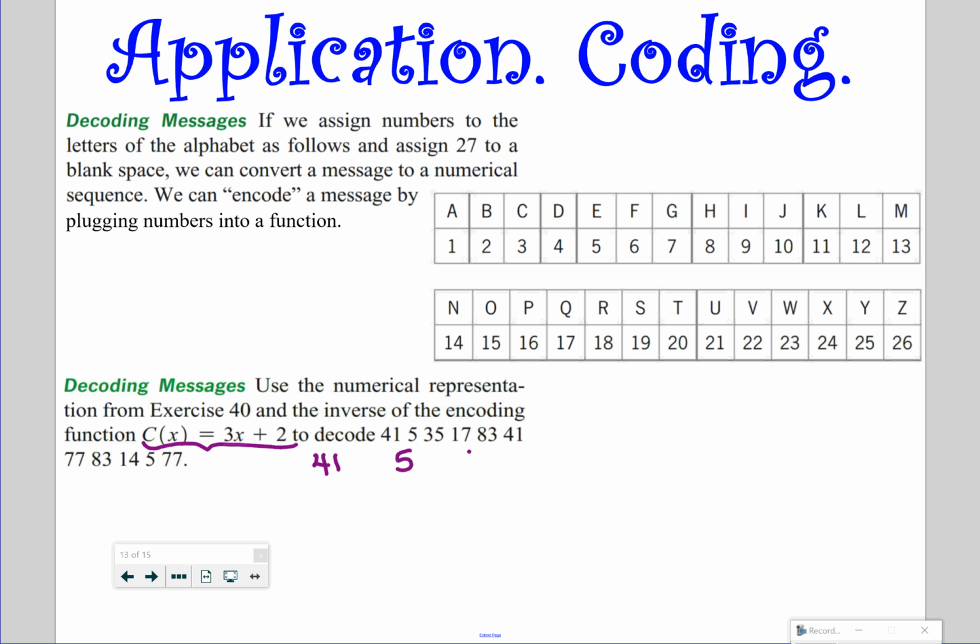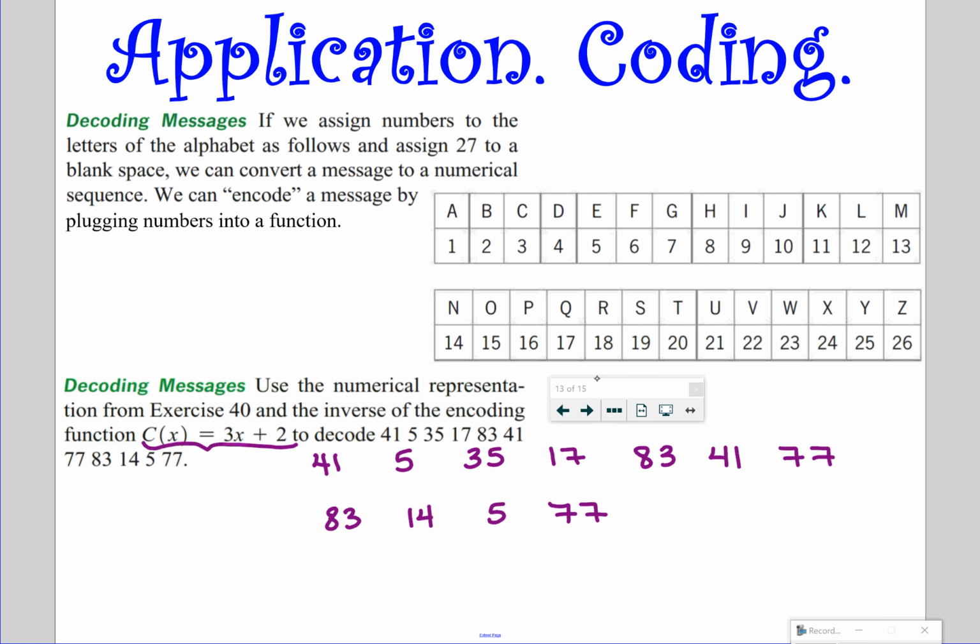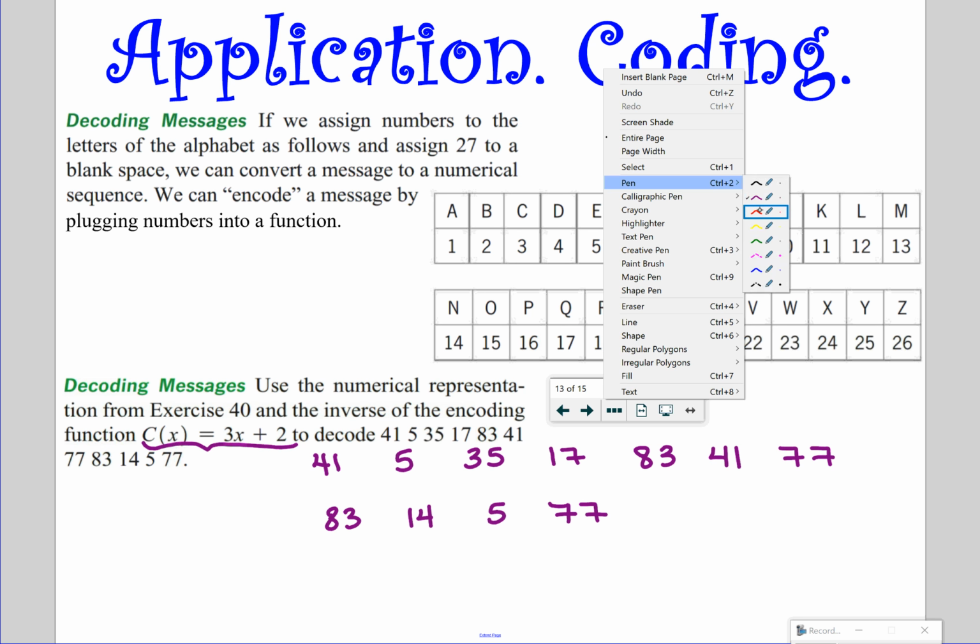41, 5, 35, 17, 83, 41, 77, 83 again, 14, 5, and 77. If we want to decode the message, we use the inverse. We want to figure out if values were plugged in and these were what came out, we want to be able to work backwards. We want to plug in the outputs and get the inputs, the original message. So we're going to find the inverse of function c.